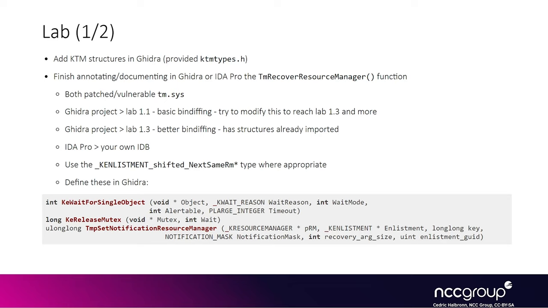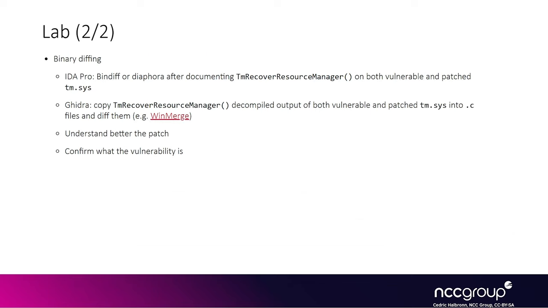And so once you've imported the KTM types.h header file, you can define all the types and more specifically you can use the K enlistment shifted next same RM type that is useful for any shifted pointer. You can also define additional function prototypes if appropriate. And after you have a good documented code for both the patch file and the vulnerable file, you can basically copy the C decompiled output into two different files for both the patch file and the vulnerable file and diff them with a tool like WinMerge. And you'll see that it's a lot easier to understand not only the vulnerable code, but also what the patch is trying to achieve.